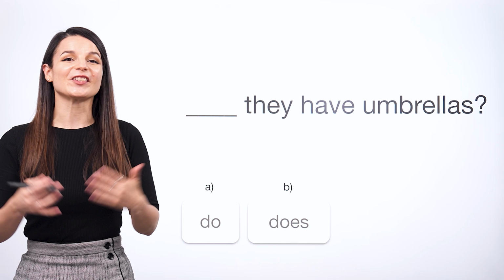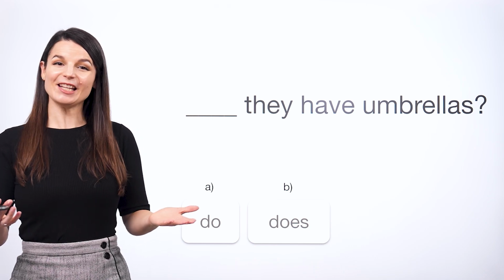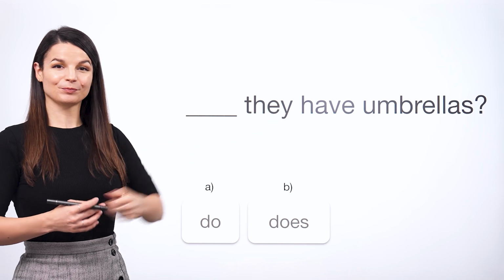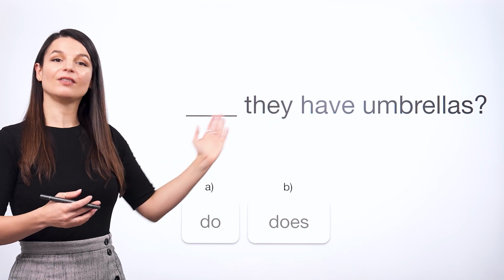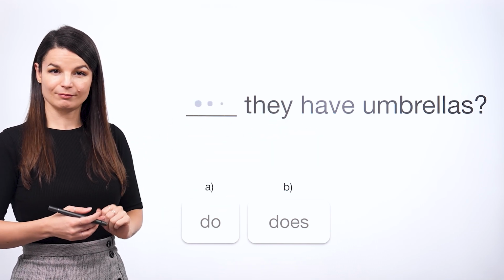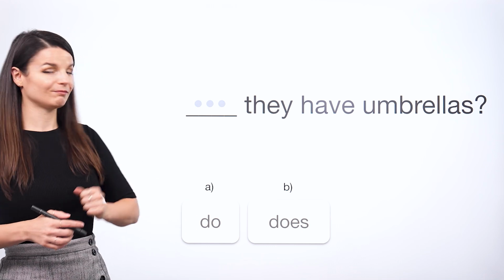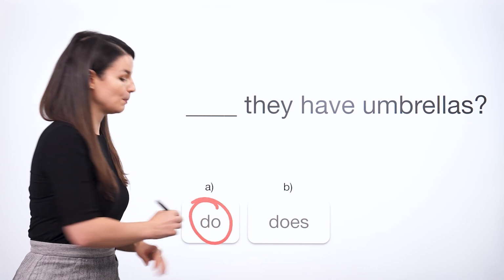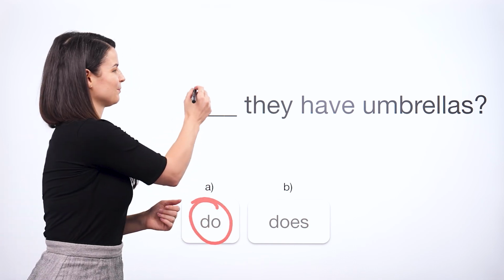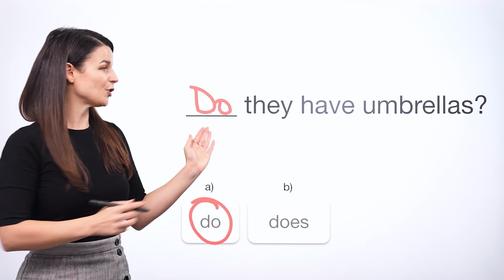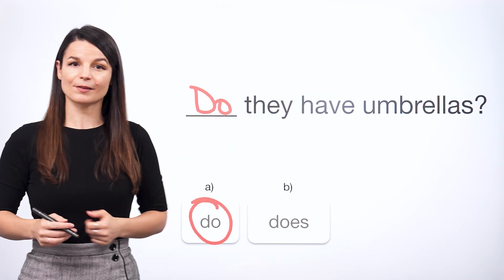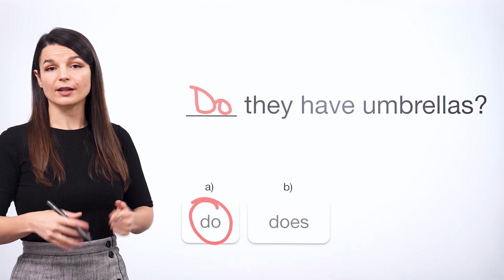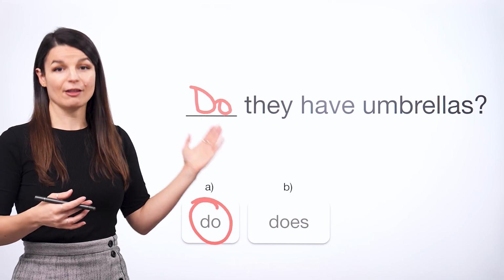Choose the best answer to complete the sentence. Ready? They have umbrellas. Do. Do they have umbrellas? Do is used here because it matches the pronoun they.